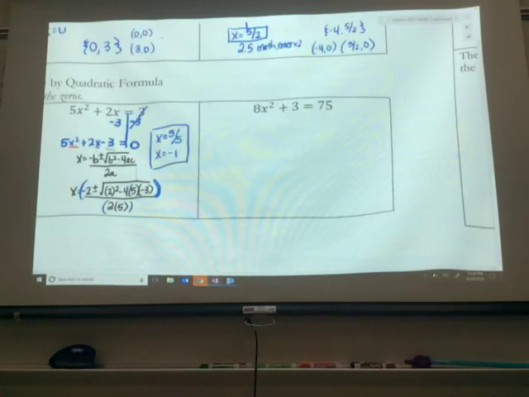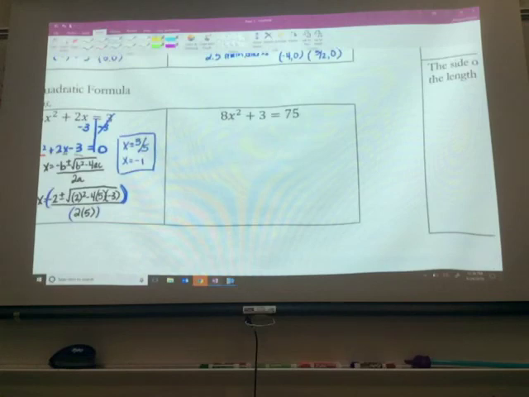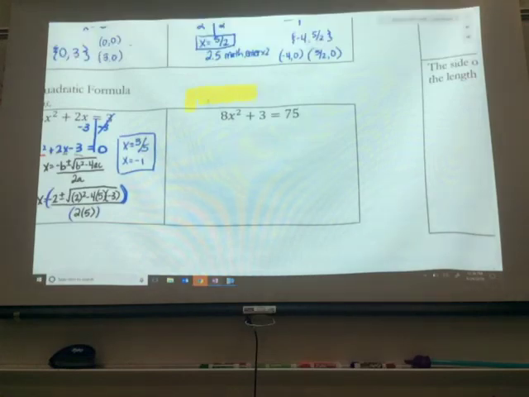Last problem. Right here, what I want us to recognize right away is this is one of those special cases we can use. Okay? This is special. The reason it's special is because we are missing that bx. That x middle term is missing. We've got an x squared, we've got constants, but we have no x by itself. So since my bx is missing, my goal is to get x squared alone. I'm going to subtract 3 from both sides. I'm going to get 8x squared equals 72.